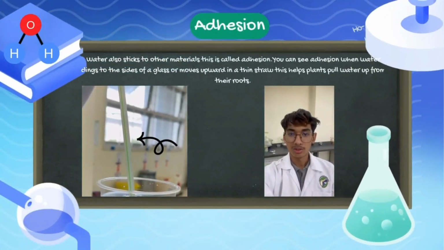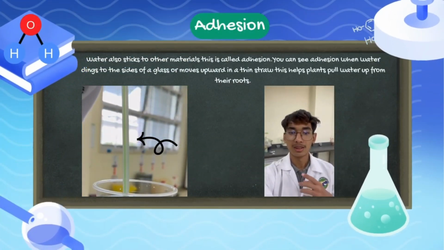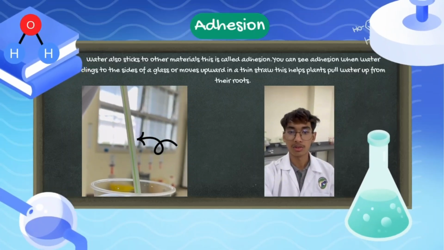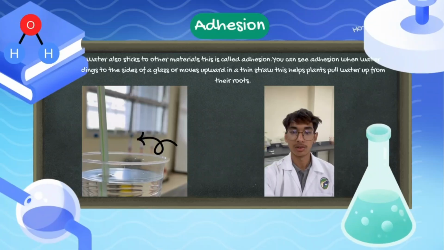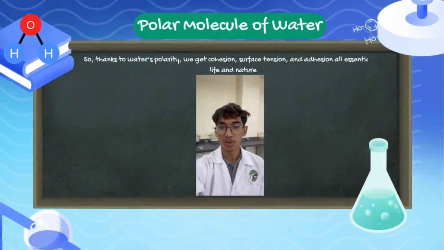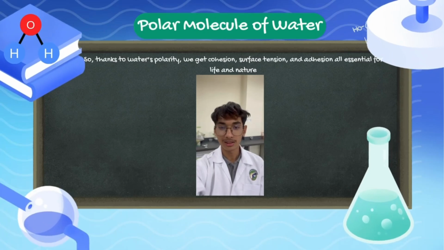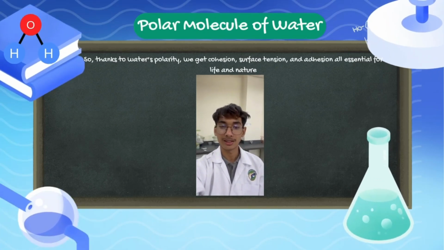Water also sticks to other materials. This is called adhesion. You can see adhesion when water clings to the sides of a glass or moves upward in a thin straw. This helps plants pull water up from their roots. So, thanks to water's polarity, we get cohesion, surface tension, and adhesion. All this is essential for life and nature. Thank you.